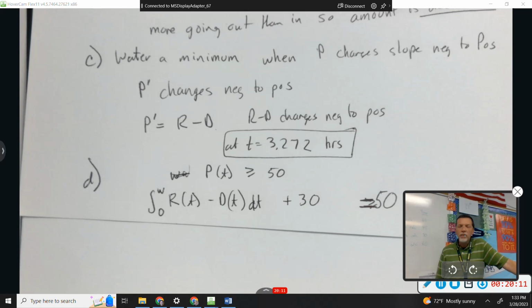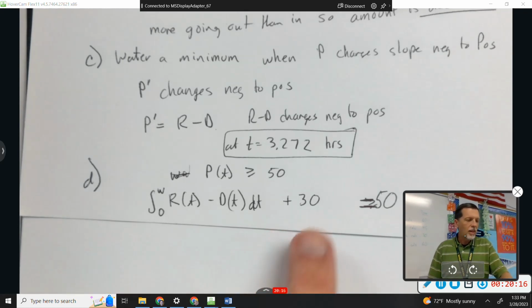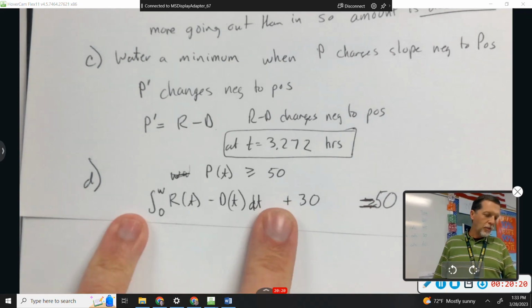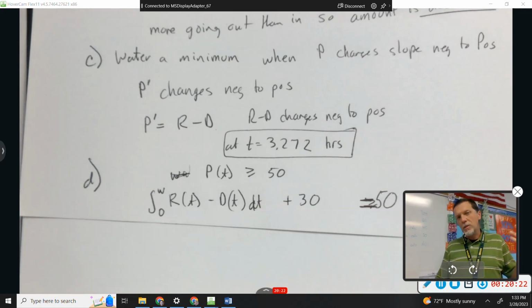If you wanted to move the 30 over, or if your brain was just thinking, well, it started at 30, it can hold 50, that means this integral has to be equal to 20, then that would have been fine too.